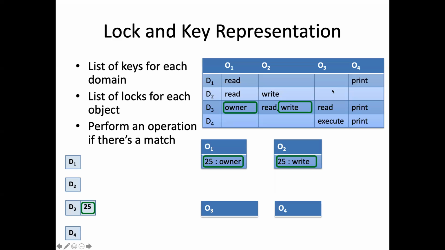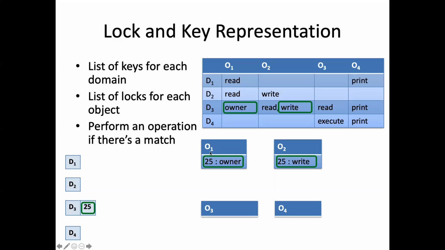So here, in looking at this table up here, I've said, well, if you're running in domain D3, you're the owner of object O1, and you can write to object O2. So we could make a key that says you have both of those access rights. In domain D3, if you have, and I just made up a number for this, the key numbered 25, that means you have both of these access rights.